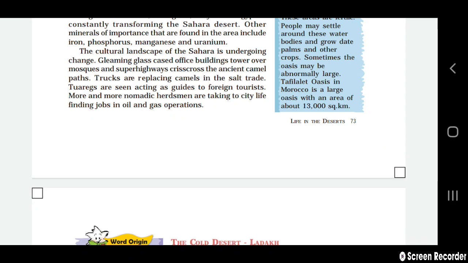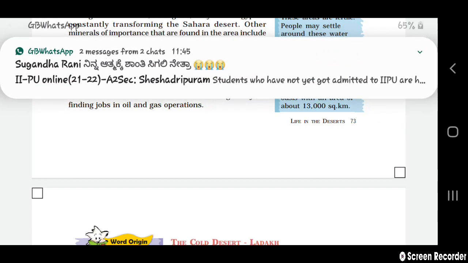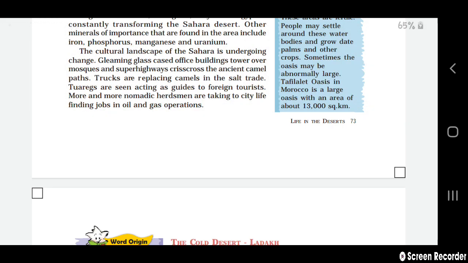The cultural landscape of the Sahara is undergoing change. Gleaming glass-cased office buildings, towers or mosques, and superhighways crisscross the ancient camel paths. Trucks are replacing camels in the salt trade, and the Tuareg, the tribal people, are working as guides for tourists. More nomadic herdsmen are taking up city life, finding jobs in oil and gas operations.